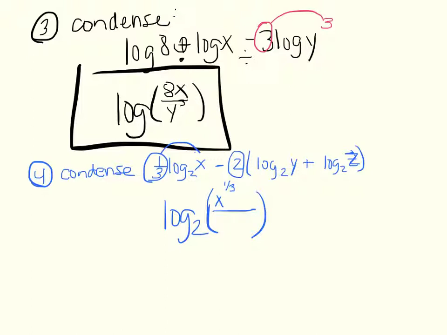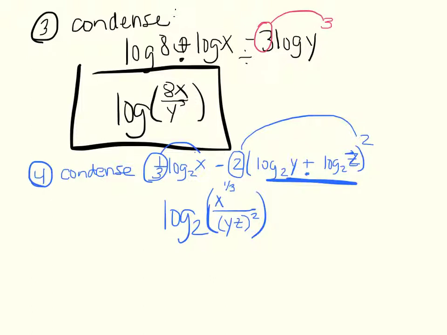So we're going to go down to the bottom. This 2 belongs to all this stuff inside. You could distribute it, but we're condensing, so we're trying not to make more work for ourselves. So this is going to be an exponent for everything inside. So everything in here is going to be squared, because that squared goes to the outside of both of those terms. So we look at what's happening on the inside. We have log base 2 of y plus log base 2 of z. That plus will turn into multiplication of y and z, so we're going to have yz. So this will be x to the 1/3 over yz squared.